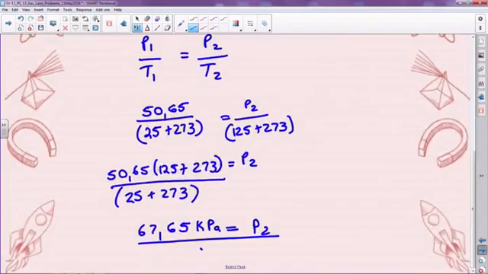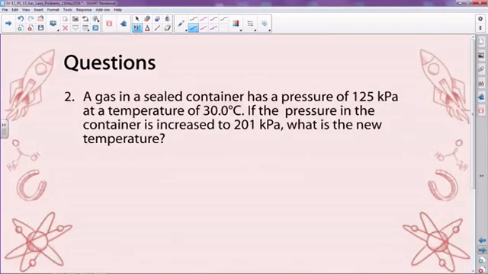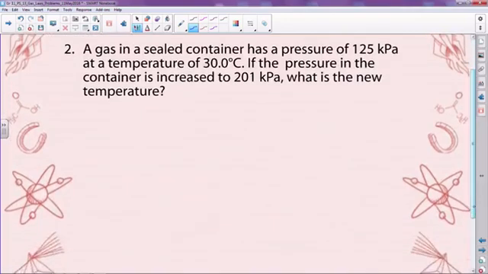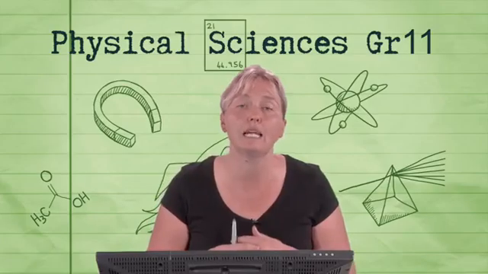Right, now it's your turn. I want you to do this one. Gas in a sealed container has a pressure of 125 pascals and at a temperature of 30 degrees Celsius. If the pressure in the container is increased to 201, what is the new temperature? Okay, so you know the way we work it. 2 minutes to answer the question, starting now.